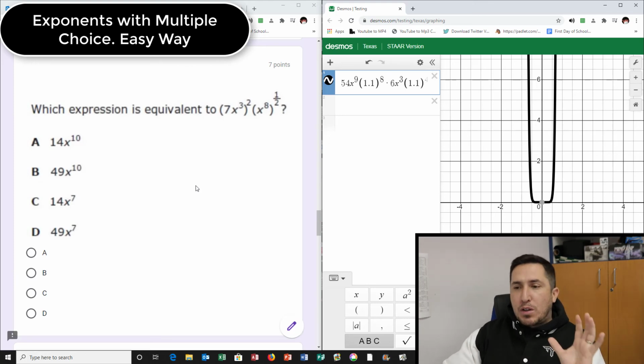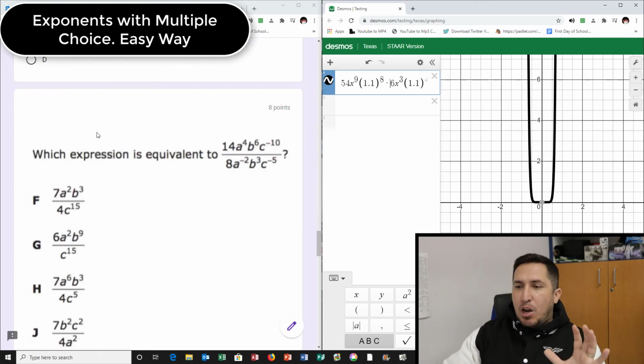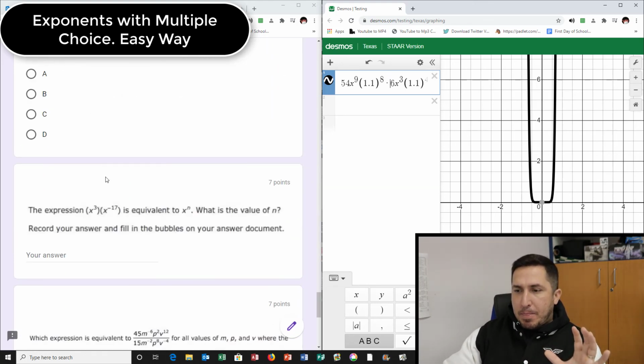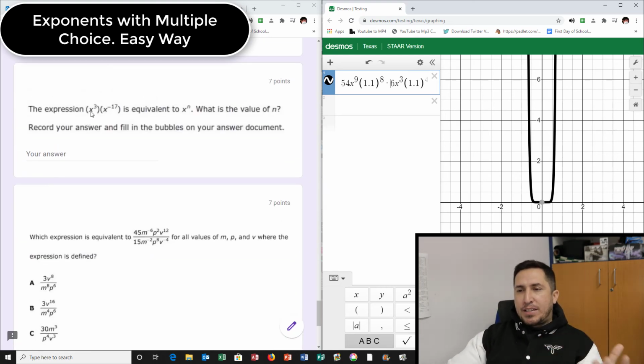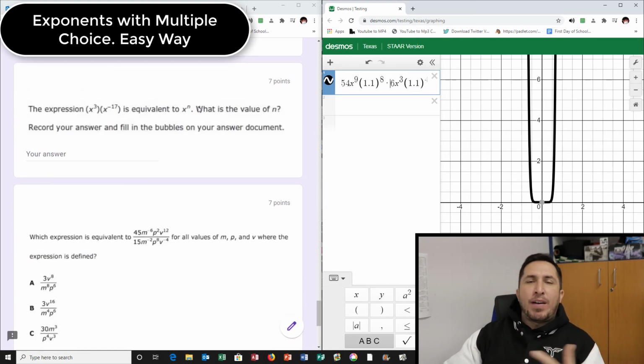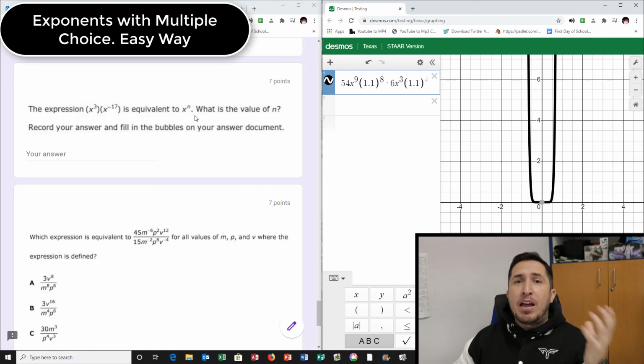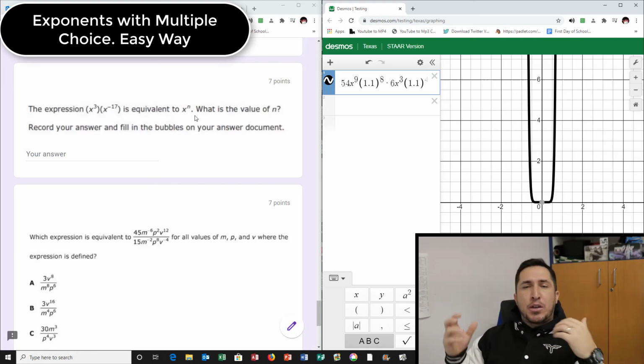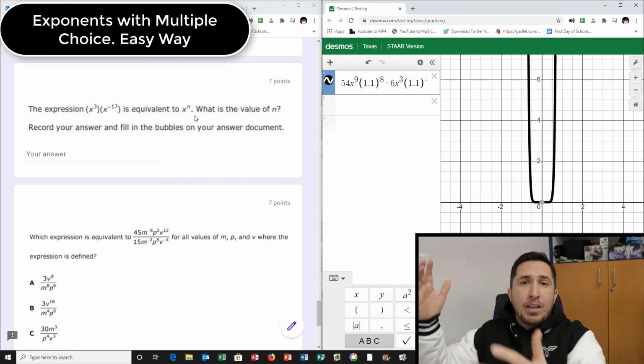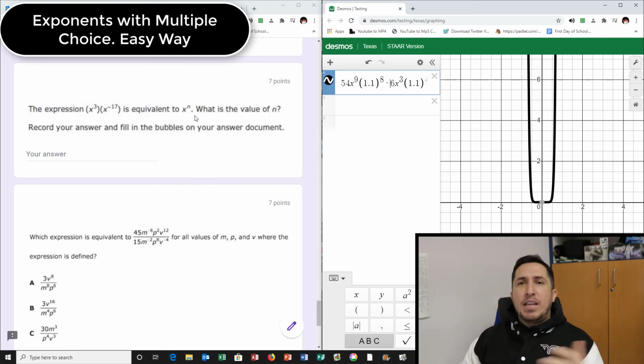This only works if there's multiple choice. It's not going to work for something like this one right here, where it says x to the 3rd times x to the negative 17. What's the value of n? This you have to actually know the rules in your head. You have to have them. There's another video that will teach you how to do it where you won't miss any of these. But if you don't know how to do it and you're struggling, this is just to get you going.